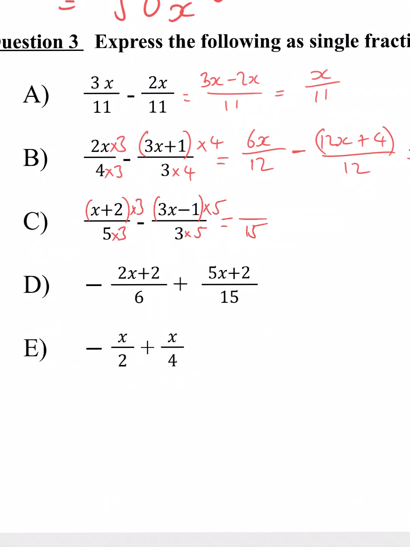x plus 2 times 3. 3x plus 2 times 3 is 6. I'm going to leave that minus in the middle for the moment. 5 times 3x minus 1. So 5 times 3x is 15 times x minus 5. That's 5 times minus 1 there. And then again over 15.